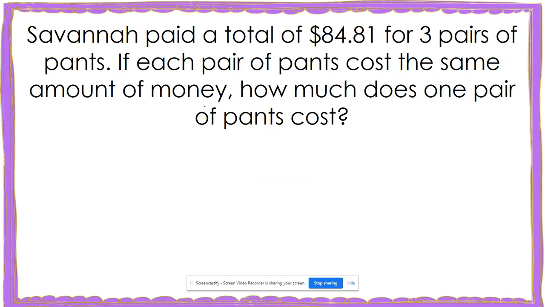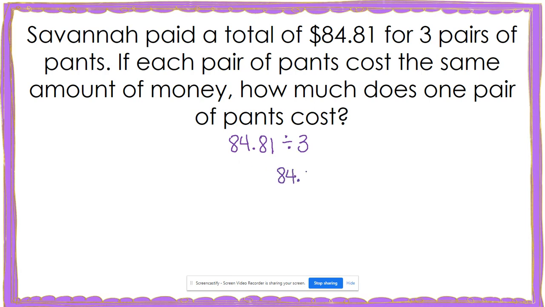Finally, Savannah paid a total of $84.81 for 3 pairs of pants. If each pair of pants costs the same amount of money, how much does one pair of pants cost? If Savannah paid $84.81 for 3 pairs, and I want to know what one pair costs, I'm going to take the total she paid and divide by the number of pairs of pants that she has. So in this case, $84.81 divided by 3.